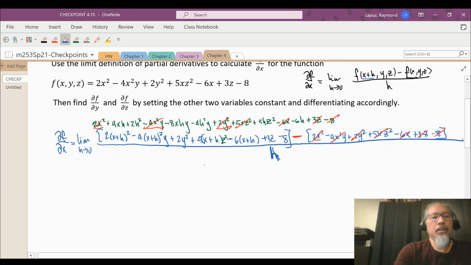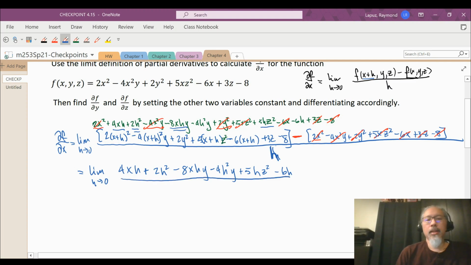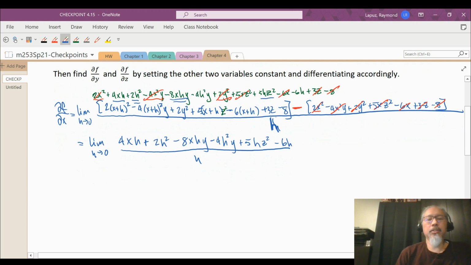What we have remaining should be a bunch of terms with h's in them. We'll take a look. We'll see that we have 4xh. We have a positive 2h squared. We have a minus 8xhy minus 4h squared y plus 5hz squared minus 6h, and that's it. And as we've seen, they all have h's in them.